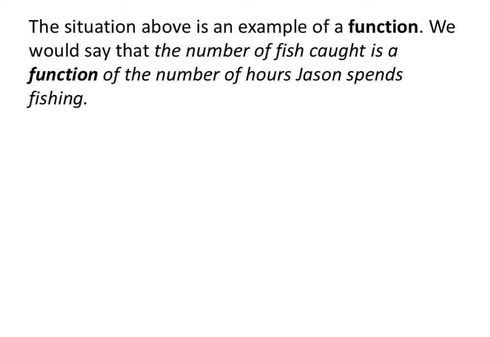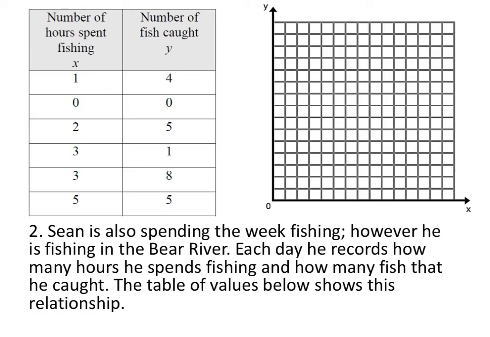So the situation we just did is not the graph, but the fishing one was a function, which we saw. We say the number of fish caught is a function of the number of hours Jason spends fishing. It's true. Let's look at this example though. So Sean is spending the week fishing. However, he is fishing in the Bear River. Each day records how many hours he spends fishing and how many fish that he caught. The table of values below shows this relationship.